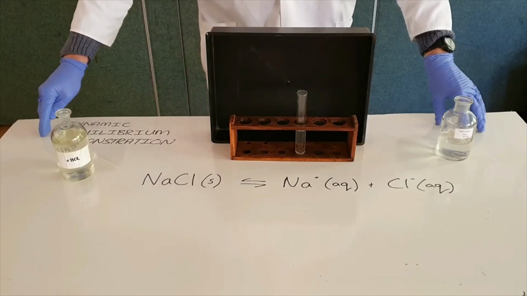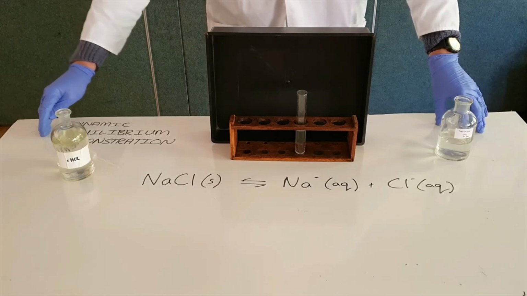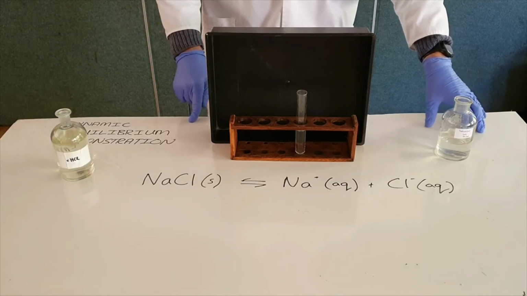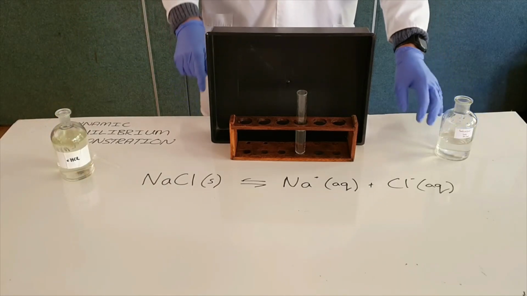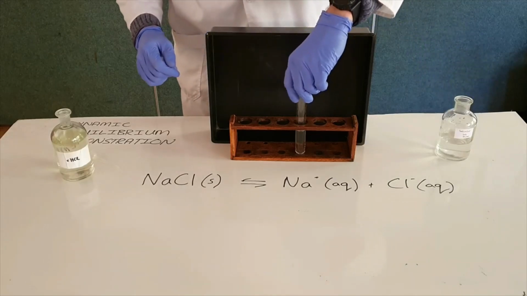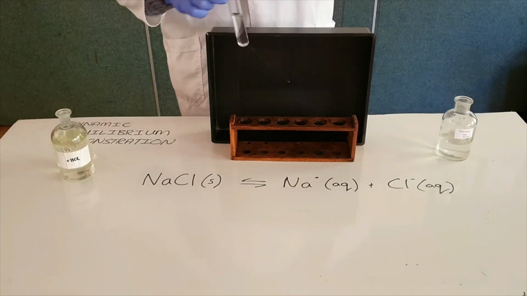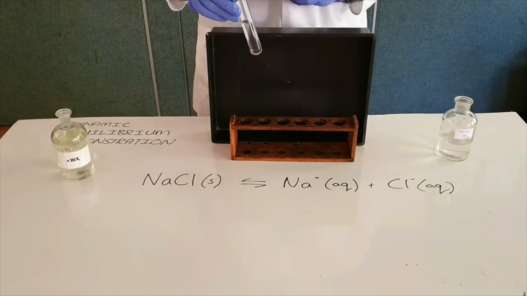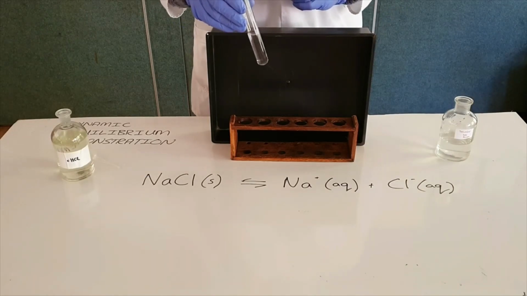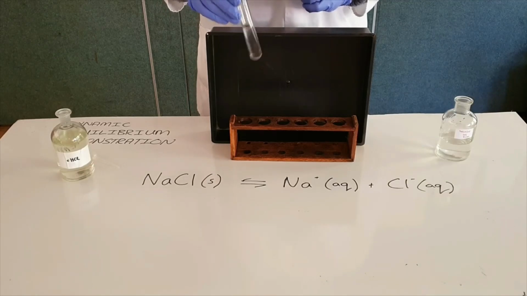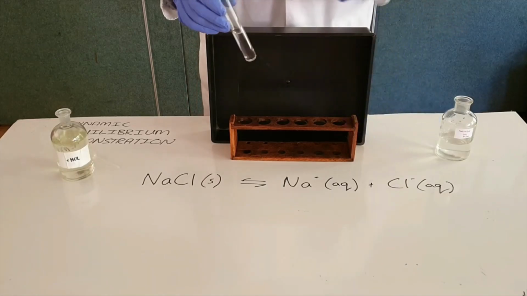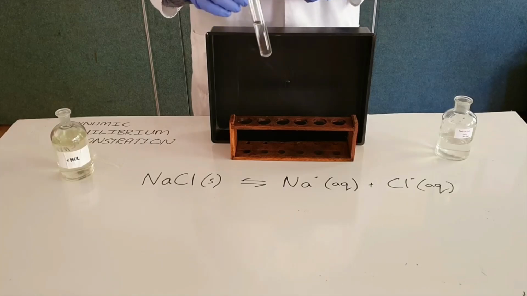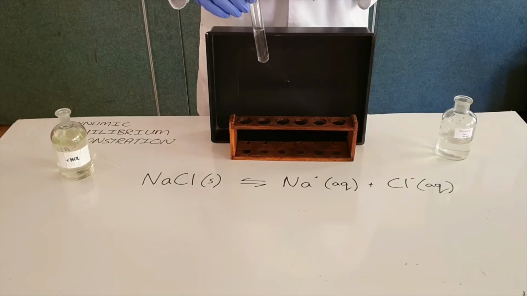We know that a dynamic equilibrium is one in which the rate of the forward process is equal to the rate of the reverse process. As an example of that here, we have created a saturated salt solution, meaning that we have added sodium chloride to water until no more sodium chloride can be added to form an aqueous solution anymore. So here's our saturated sodium chloride solution.